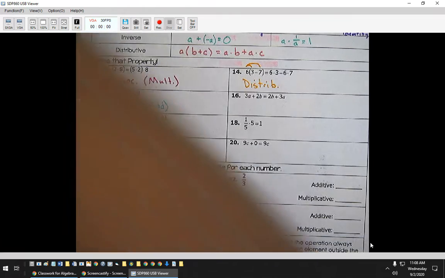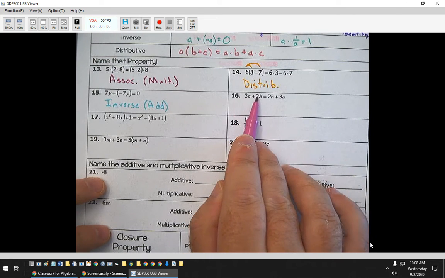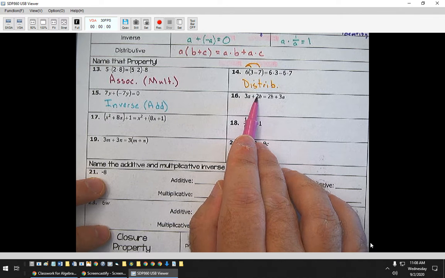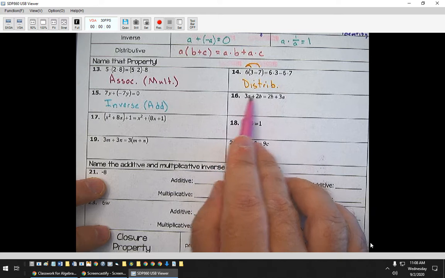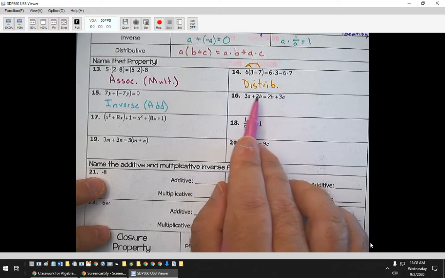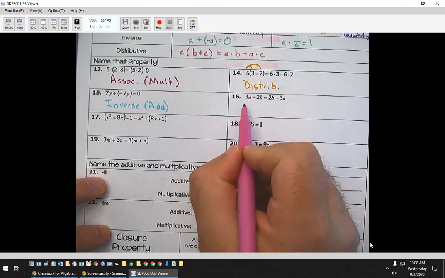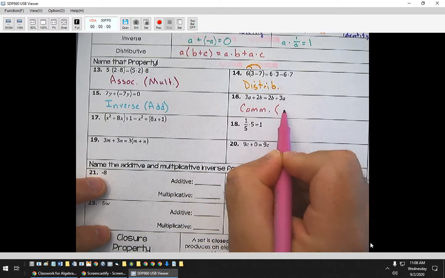All right, let's see. What do we got next? We've got 3a plus 2b is this. So 3a and 2b are talking to each other. Does it matter if 3a talks first or if 2b talks first, or are they still having the same conversation? It doesn't matter. They are communicating the same. You're still going to have the same communication. So this is the commutative property. Commutative property with addition.